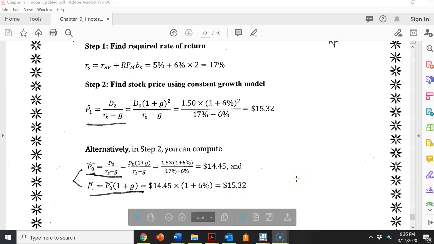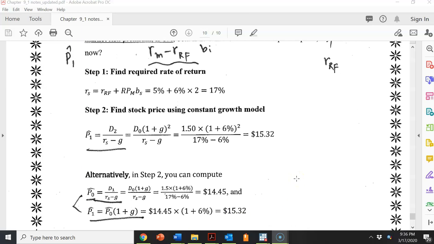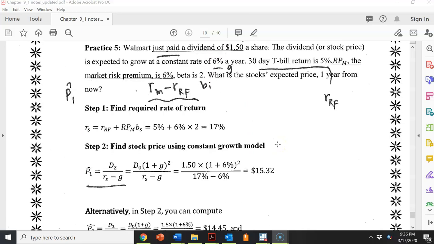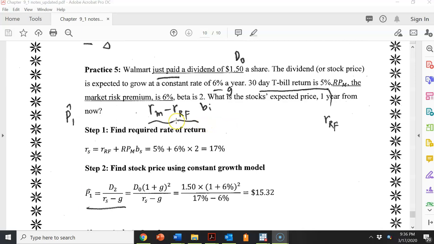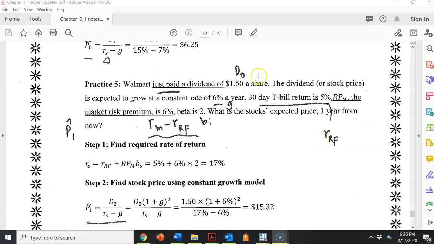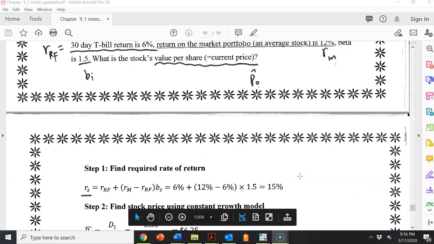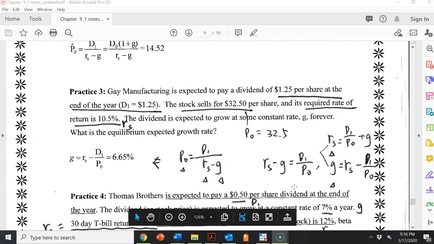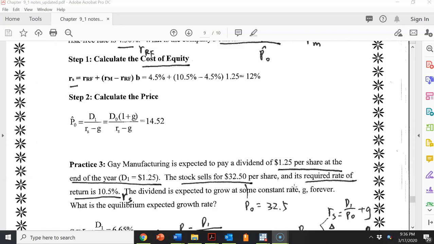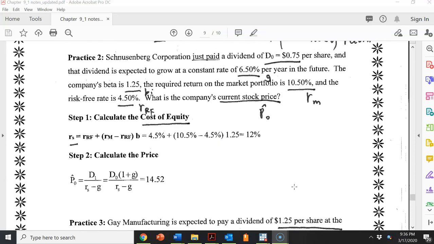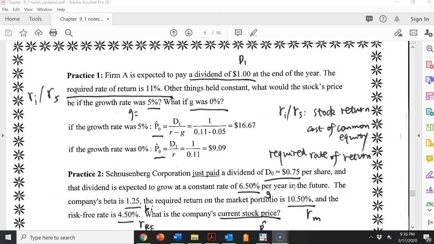You can see a lot of these examples here are combining CAPM and the constant growth model. We can always use market return or market risk premium, beta, and risk-free rate to solve for RS, and then use RS combined with D0 or G to calculate P0 or P1. A lot of these practices are either using the constant growth model by itself or using CAPM and the constant growth model together.